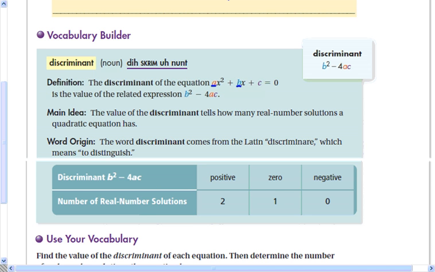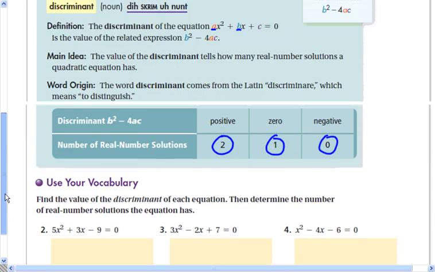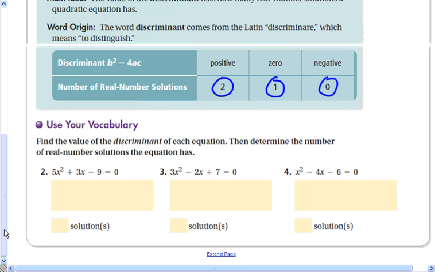If the discriminant is a positive number, you'll have 2 solutions. If it's 0, you'll have 1 solution. If it's a negative number, then you'll have 0 solutions. So we're going to use that right here. Remember, this discriminant is this b squared minus 4 times a times c. So here's a in this problem, here's b, and here's c. Of course, c is -9. So we're going to do b squared, so 3 squared minus 4 times 5 times -9.